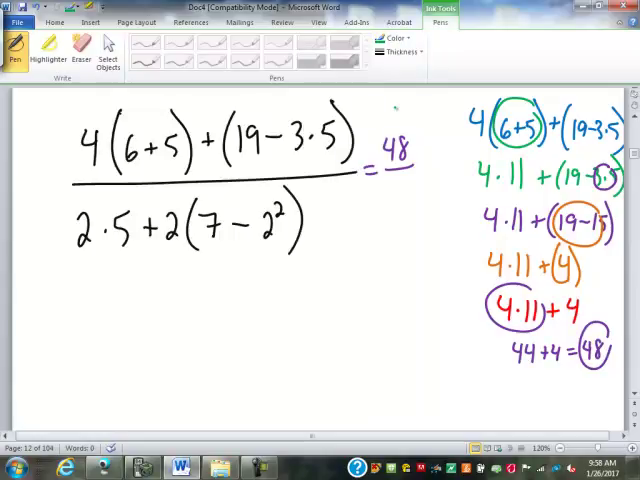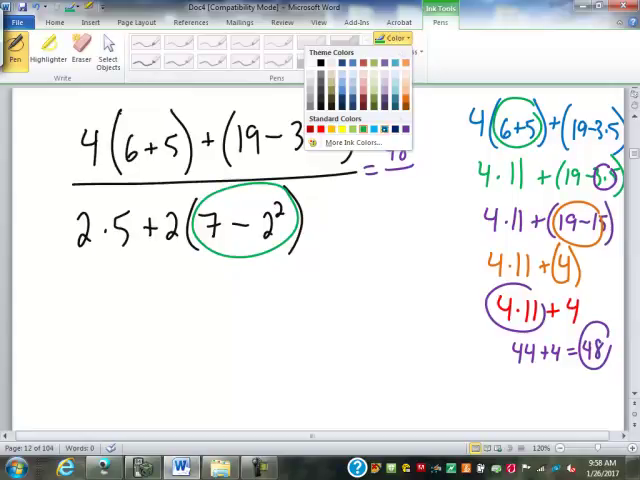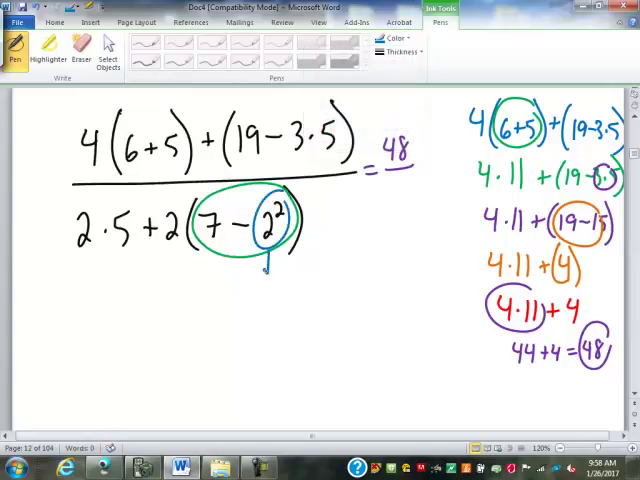On bottom, where do I start? Parentheses, and in there I have to do exponents. 2 squared? 4.